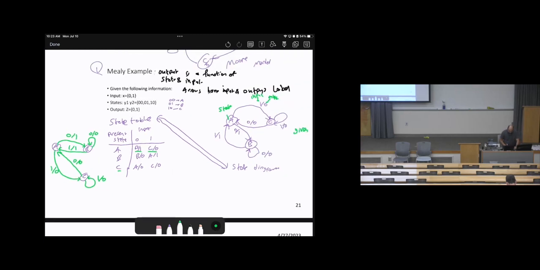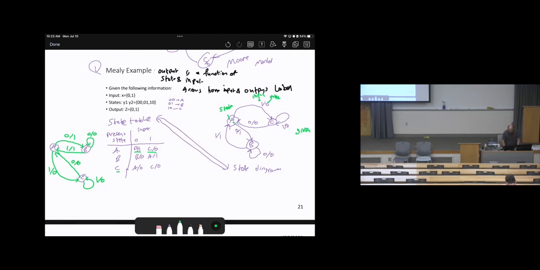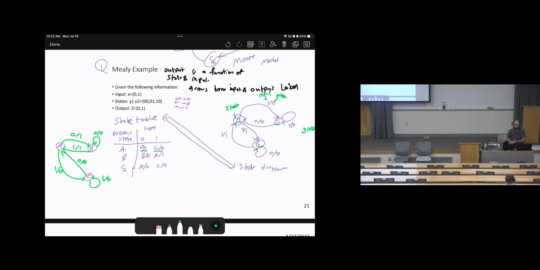Now, is this one the same as this one? Yes. Here I used A, B, C, but just flip A, B, and C, then you will get the same. Okay? So you need to be aware how to convert between these two: state table to state diagram, and state diagram to state table.